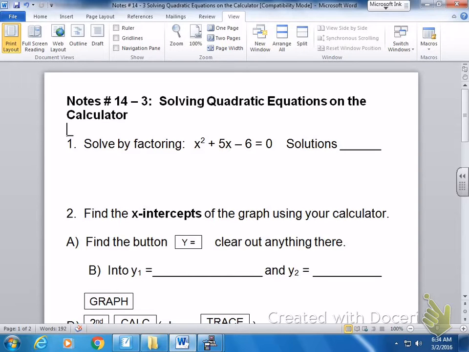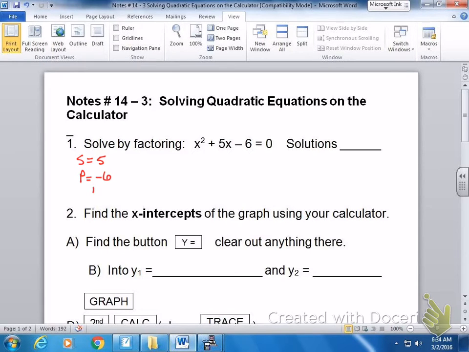So I've got x squared plus 5x minus 6 equals 0, and I want to find the solutions. So I'm going to use sum and product. I have my S for sum, my P for product, so that we can use the swing method. To find the sum, you use my b value, which is 5. The product is a times c, which is 1 times negative 6, which gives us negative 6.